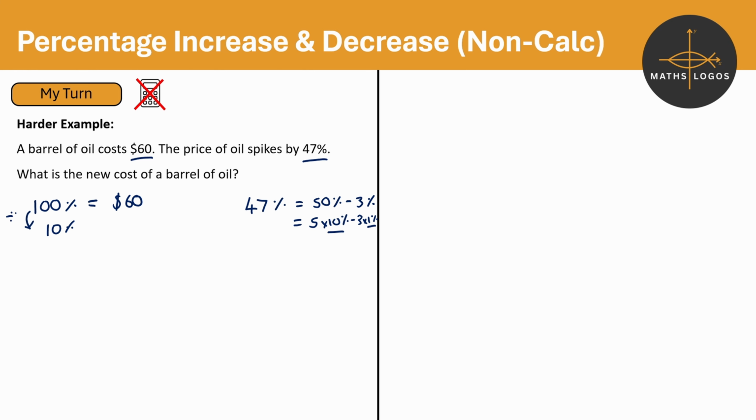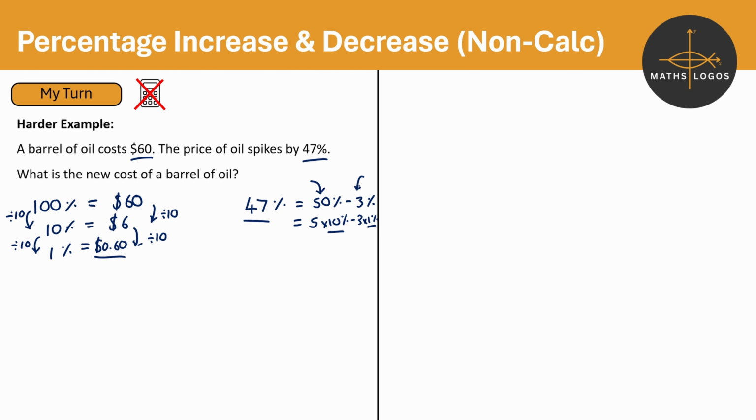To get to 10%, I divide by 10. And so $60 divided by 10 is $6. And then I'll take that down to 1%. I can go from 10 to 1 by dividing by 10, or you could go from 100 to 1 by dividing by 100. So $6 divided by 10 gives me $0.6 or 60 cents.